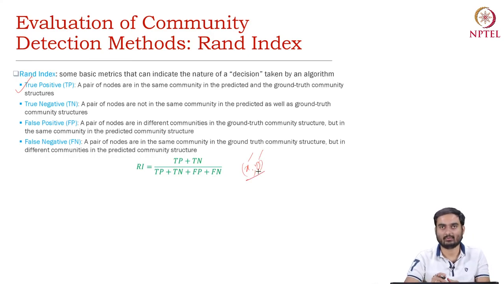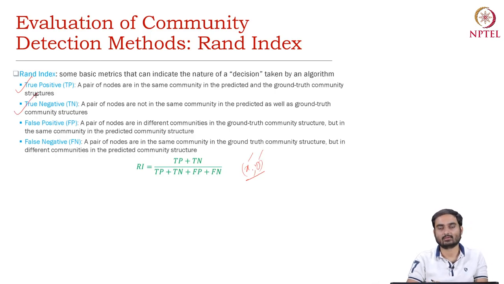Let's take another pair XY, and your algorithm says that both of them should belong to different communities. Your ground truth also says the same, meaning your algorithm says they should be negative, they should belong to a different community. Your ground truth actually supports it. It's called true negative. Negative, and that is true.